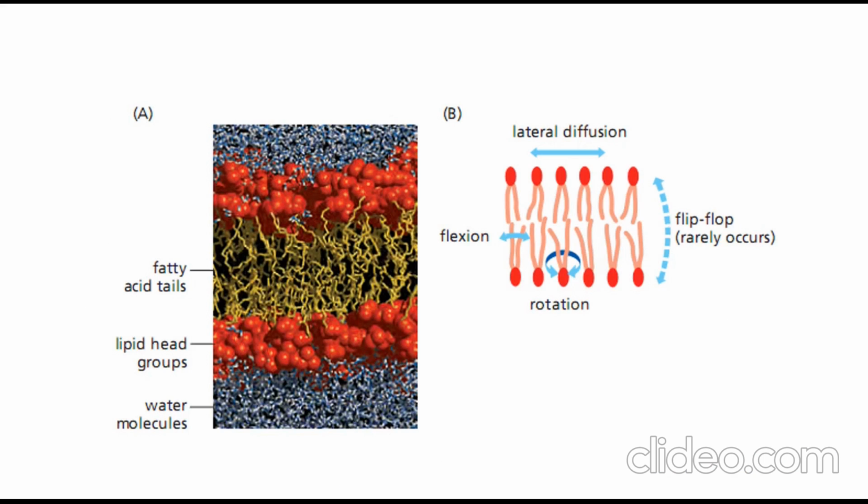So look at this structure, what it shows. It shows the flip-flop movement, which is the movement of the lipid from outer to inner and inner to outer. This is a rare type of movement. Lateral diffusion is a common type of movement. They also show lateral diffusion and rotation in their own place.